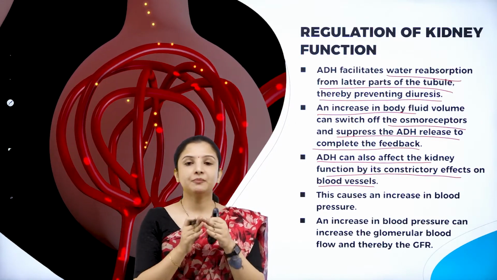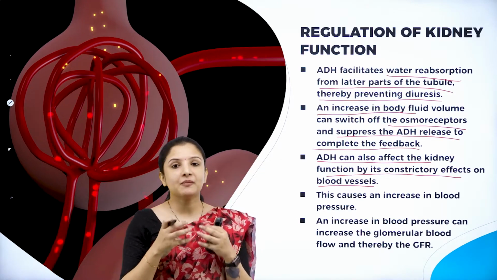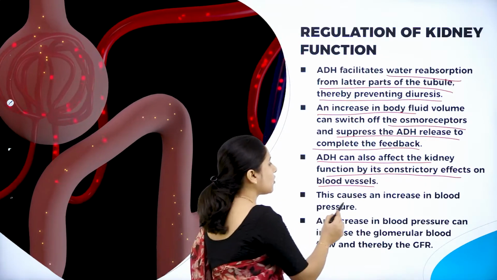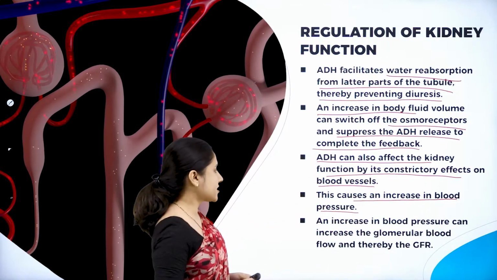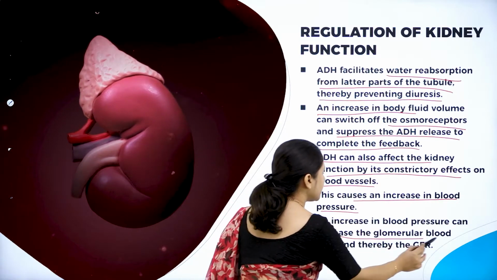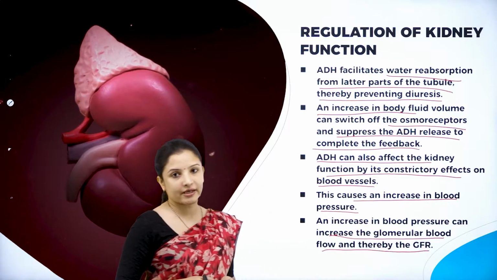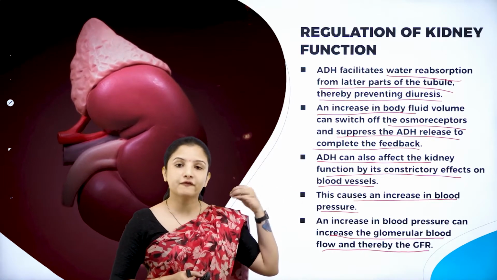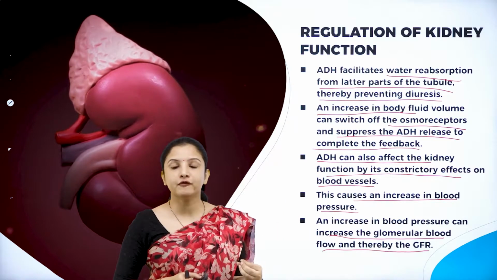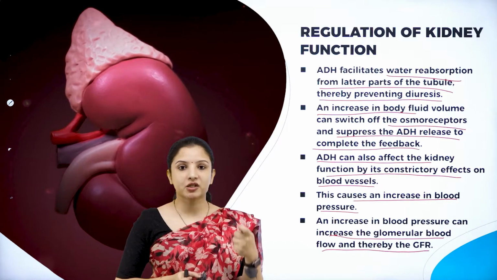So when it makes the blood vessels narrow, what happens is, it will create a pressure here. So this will cause an increase in the blood pressure, and an increase in the blood pressure can increase the glomerular blood flow and therefore the glomerular filtration rate. So glomerular filtration rate, we know how much amount of urine should be lost, or body fluid should be lost from a body, which is called the glomerular filtration rate.